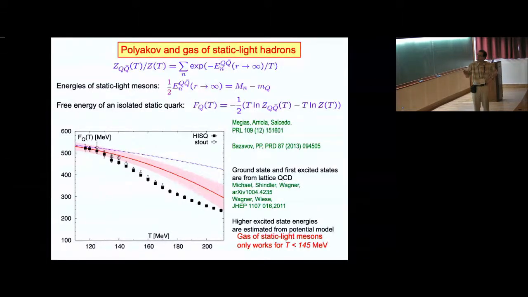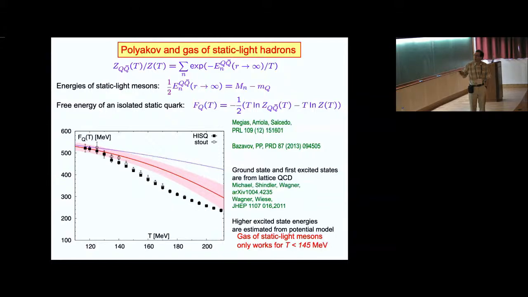So this figure shows the free energy of a static quark as a function of the temperature. You see a small inflection point in the data. The data is usually smooth, almost following some smooth curve, but there is a small inflection point here. And now you could compare this with what you would get if the entire free energy came from a Boltzmann sum of static light hadrons.